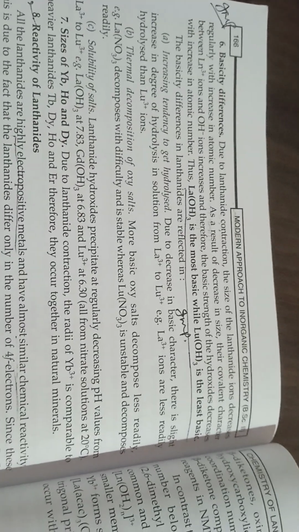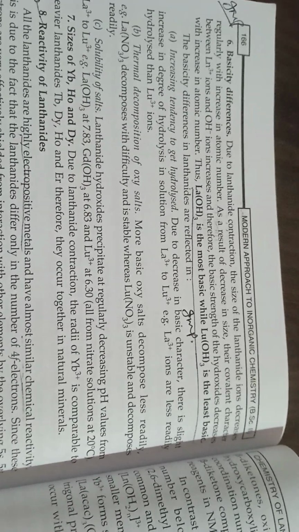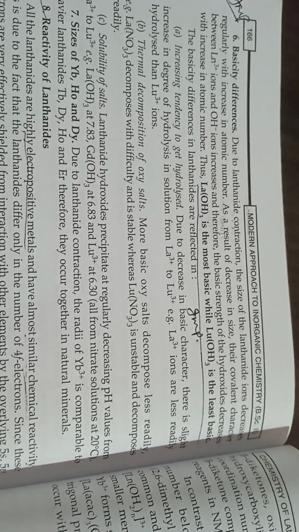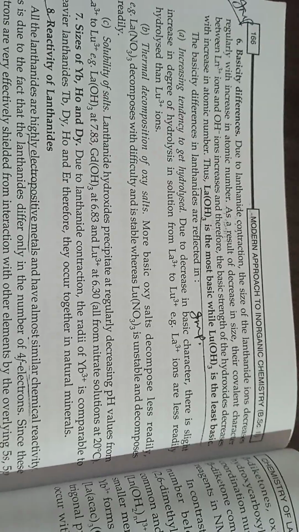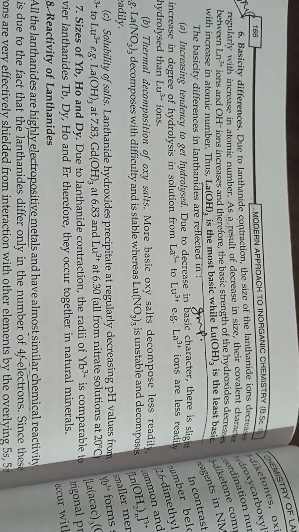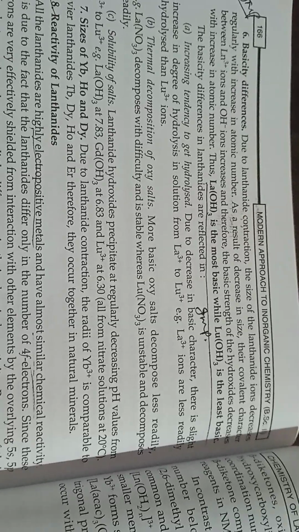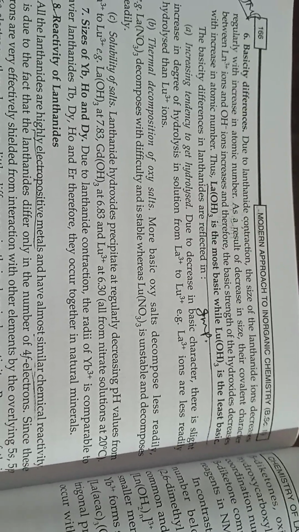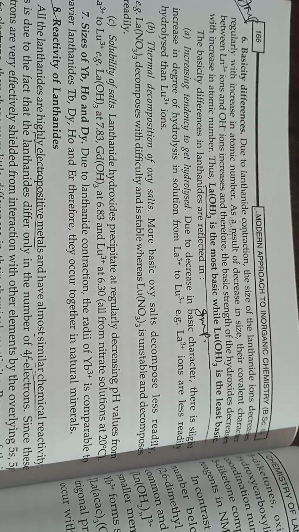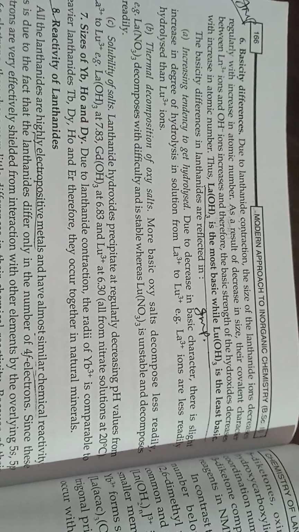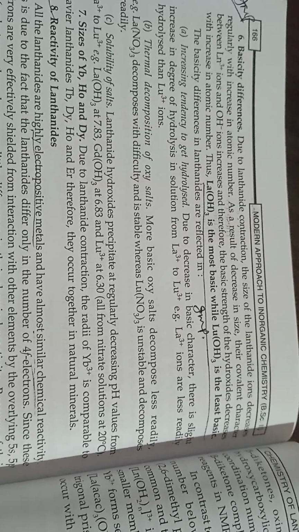Now, sixth point, basicity difference. Due to lanthanide contraction, the size of lanthanide ions decreases regularly with increase in atomic number. As a result of the decrease in size, the covalent character between Ln3+ ions and OH minus ions increases, and therefore the basic strength of hydroxides decreases with increase in atomic number. Thus, La(OH)3 is the most basic, and Lu(OH)3 is the least basic.